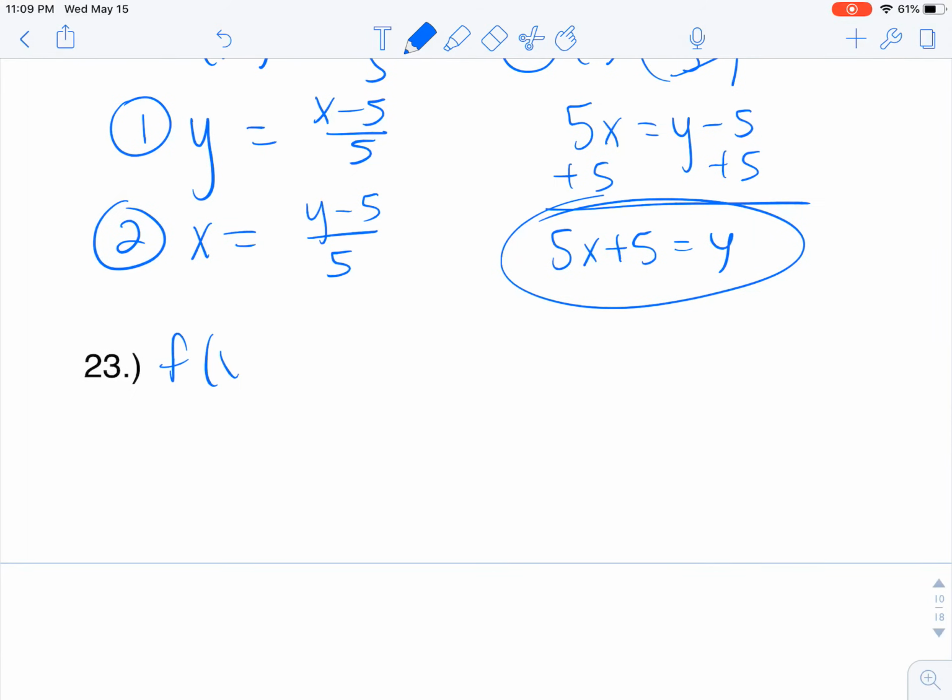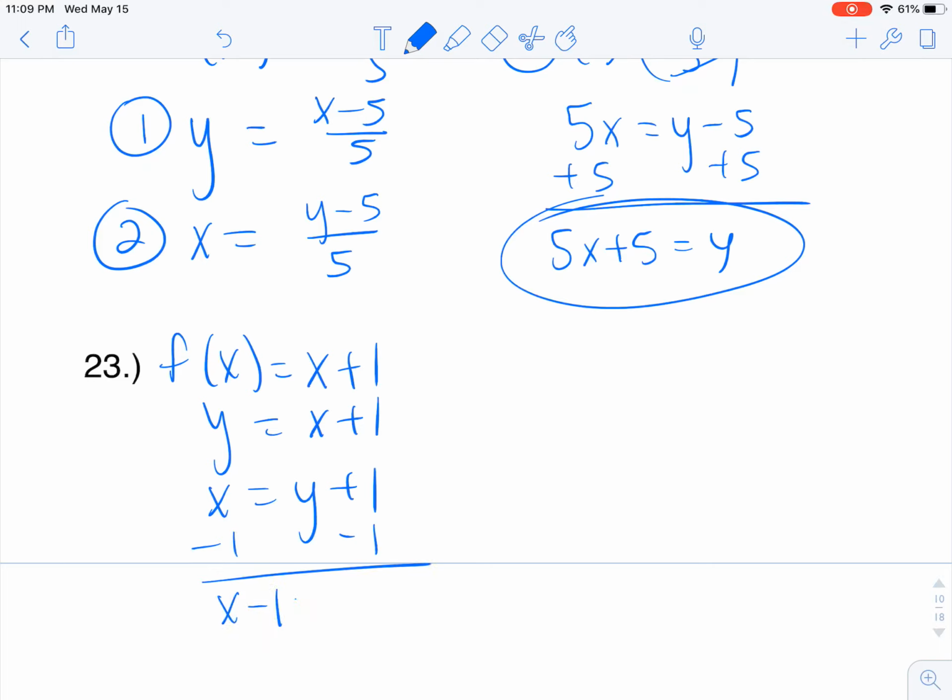23. So we have f of x equals x plus 1. So we make it y. We flip-flop them. And then we're going to solve. We get x minus 1 equals y.